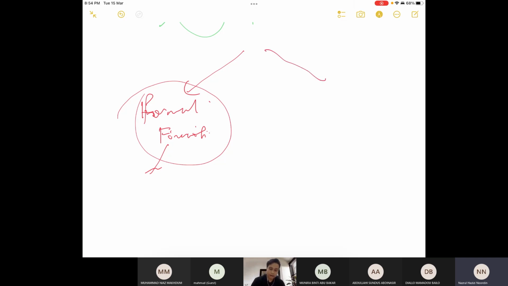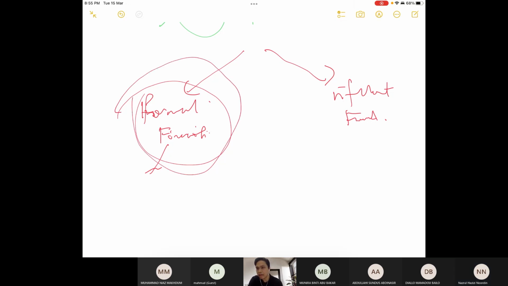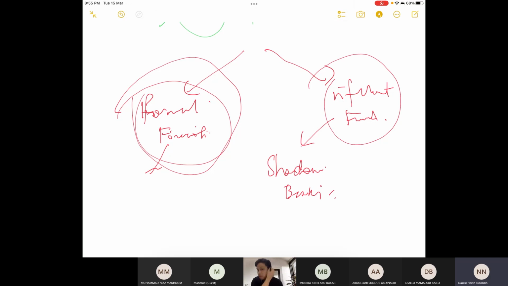But there is another segment of financial markets that we call the informal financial sector, right? Basically, those who cannot be captured by the regulation or by the governance system that we have. This is what we call shadow banking. It's very interesting for you to read about shadow banking.